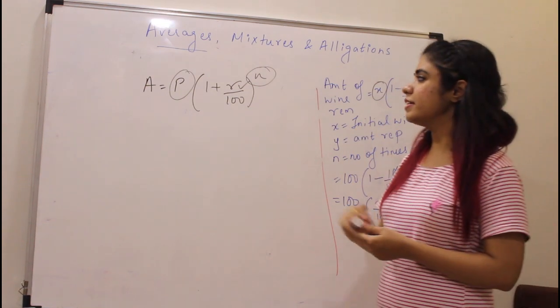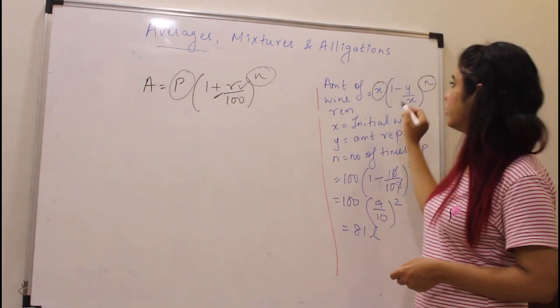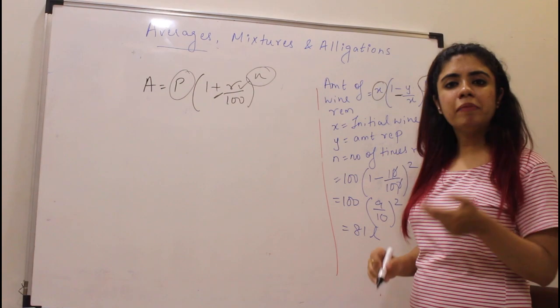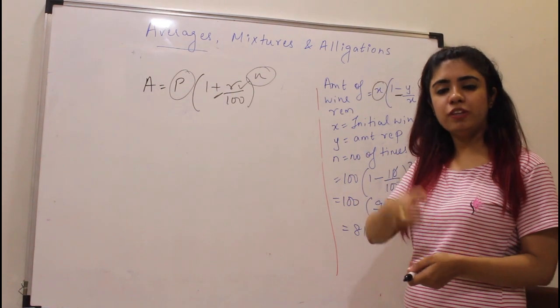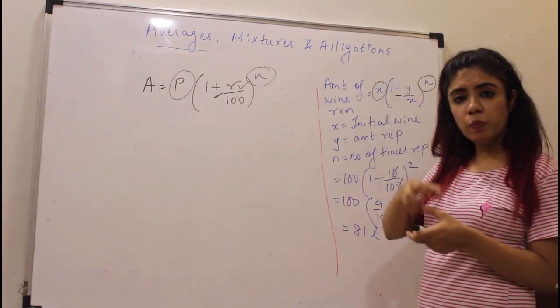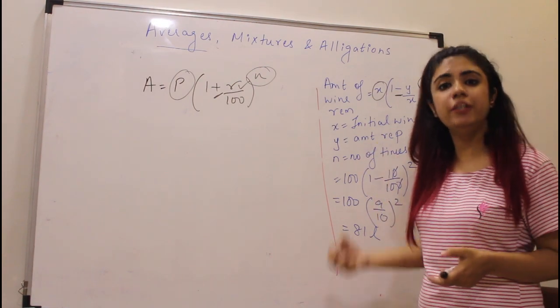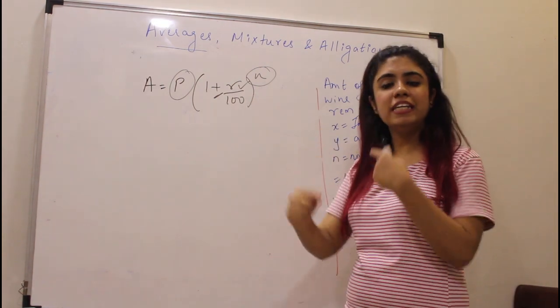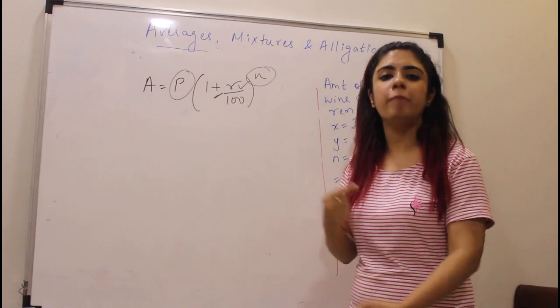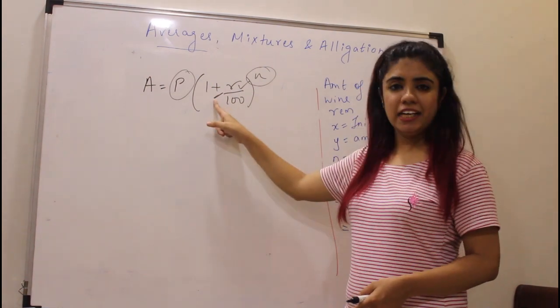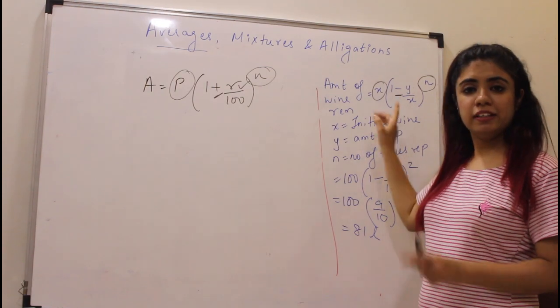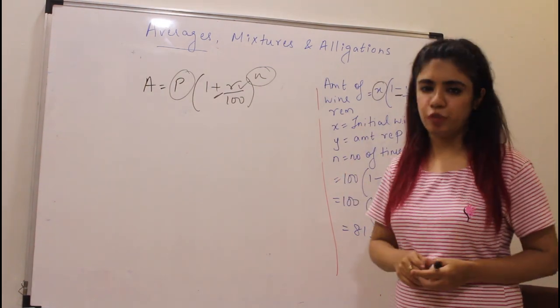The only difference is, here you have a plus sign, here you have a minus sign. Why minus? Because every time we remove, the wine will decrease. The quantity of wine will reduce. But here your money keeps on adding, it keeps on compounding. That is the reason we add here and here we subtract. That's the only difference between the two formulas.